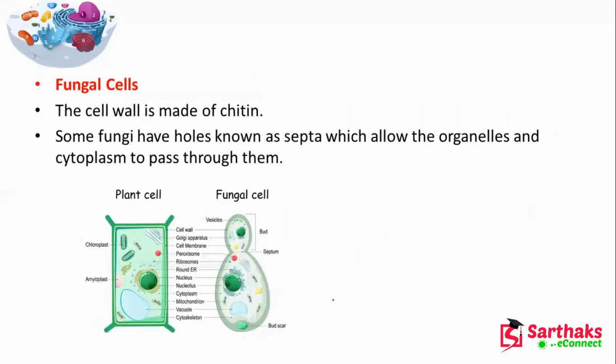Now the fungal cell. The cell wall is made of chitin. Some fungi have holes known as septa, which allow the organelles and cytoplasm to pass through them. It can have some septum. So here it has been shown the plant cell and also the fungal cell.